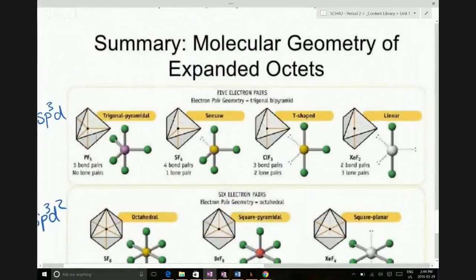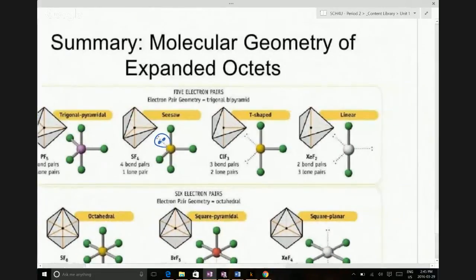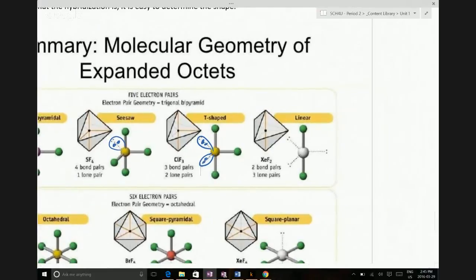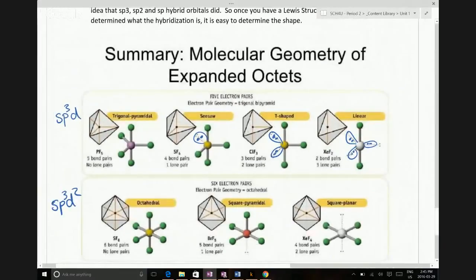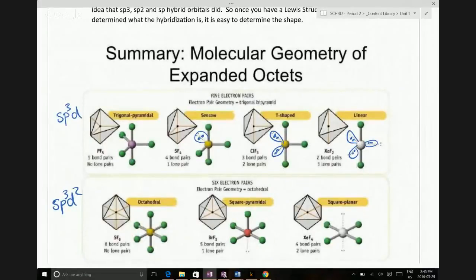But we can also have a shape that we call seesaw shaped. And if you look here, this is like a straight line. It's got two lines coming off of it. And that's if you have the same hybridization, but it has a lone pair of electrons. We get a T-shaped molecule when we have two lone pairs of electrons. And of course, we get something linear when we have three lone pairs of electrons.